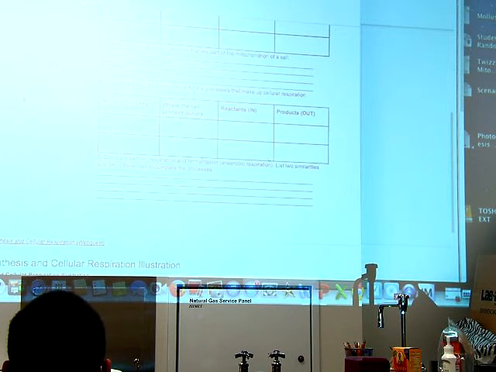So that's the reactant, pyruvic acid. And the things that are produced, it's not going to produce water because there is no oxygen present. It's not even going to produce energy because there's no oxygen present. Let me explain to you what this process is.